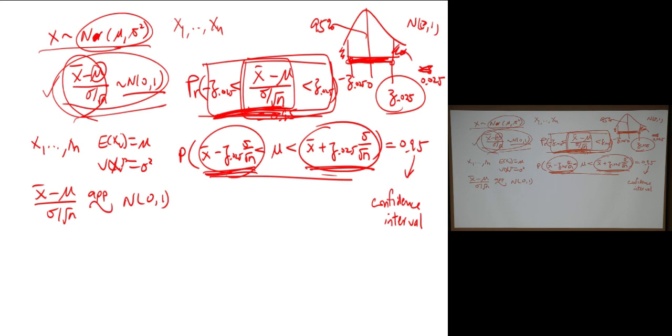Now, what happens if sigma is not known? Can I still use this formula, as the confidence interval or interval estimator for mu? So I draw a sample, I work out the sample mean, and work out the sample variance. Can you use this formula?